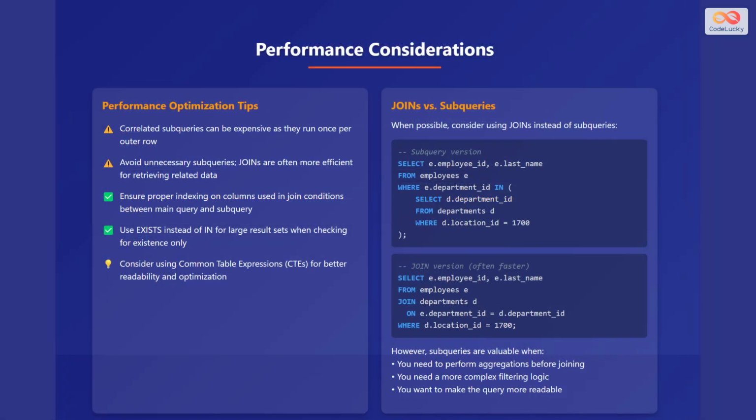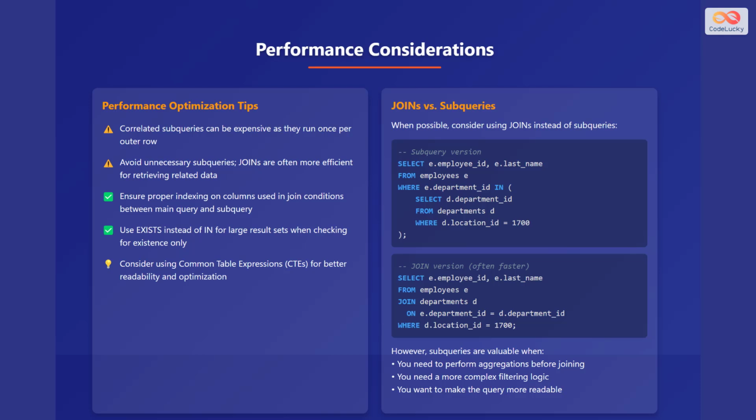When working with subqueries, it's important to consider performance implications. Correlated subqueries can be expensive, as they run once per outer row. Avoid unnecessary subqueries. Joins are often more efficient for retrieving related data. Ensure proper indexing on columns used in join conditions between the main query and the subquery. Use exists instead of in for large result sets when checking for existence only. Consider using common table expressions, or CTEs, for better readability and optimization. When possible, consider using joins instead of subqueries.